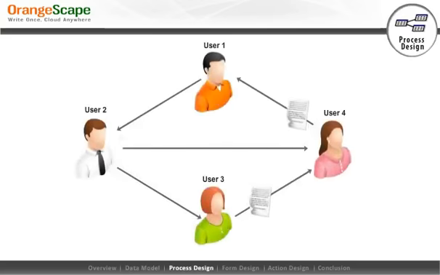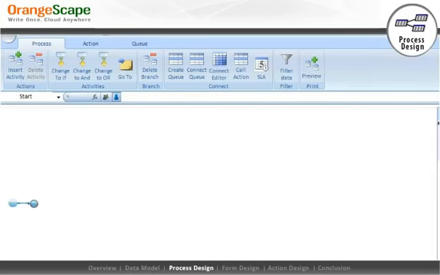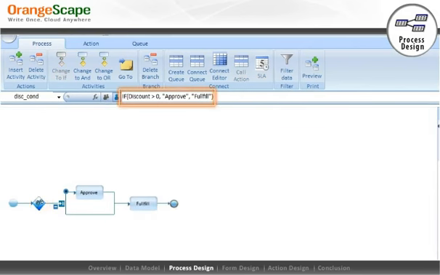Process design captures how data moves between users. All models in OrangeScape are process-enabled. They have start and end as default activities. You can insert a new activity or a condition between them. Adding a condition creates branches for each of the satisfying conditions. For example, when the condition discount greater than 0 is satisfied, the model needs to move to the approved state.